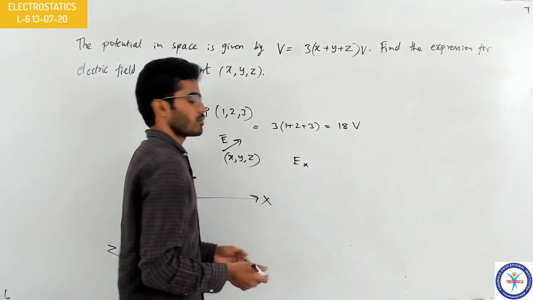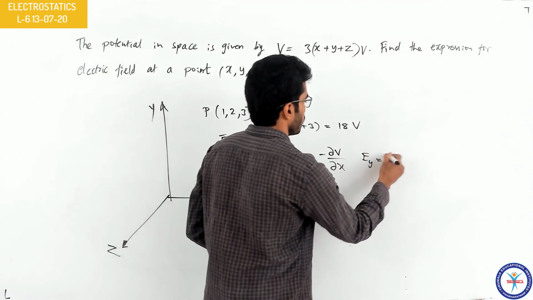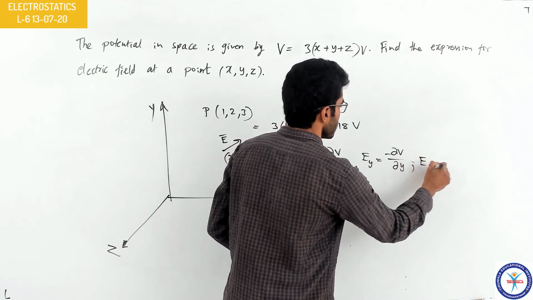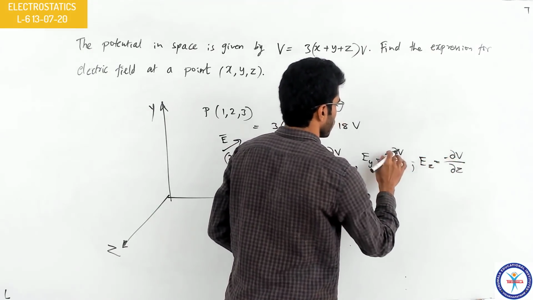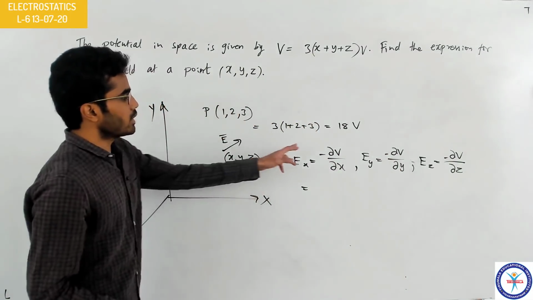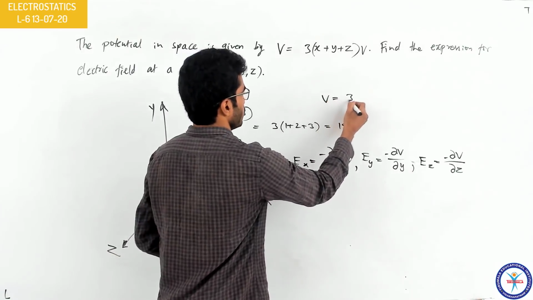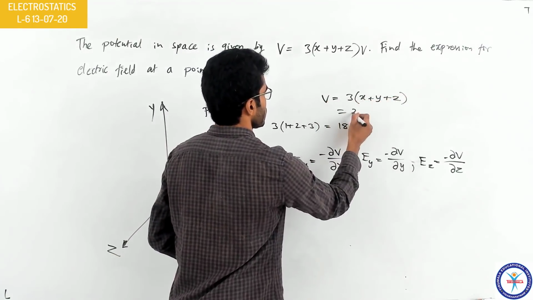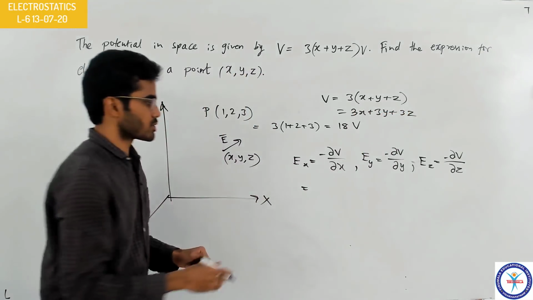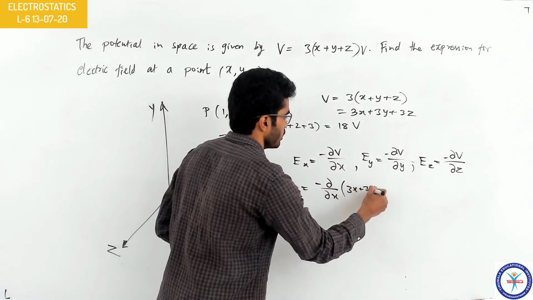So we get that directly, the E bar at such a point by this. You can estimate the components. Ex is given by minus dou V by dou x. Ey is given by minus dou V by dou y. And Ez is given by minus dou V by dou z. Negative of the partial derivatives. So do this operation, minus of dou by dou x of this expression. V is 3 times x plus y plus z, that is 3x plus 3y plus 3z. So now remember, we are taking partial derivatives. That means if you want to calculate this, it is minus dou by dou x of 3x plus 3y plus 3z.